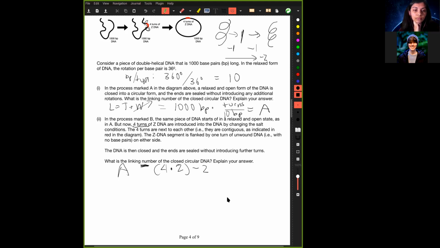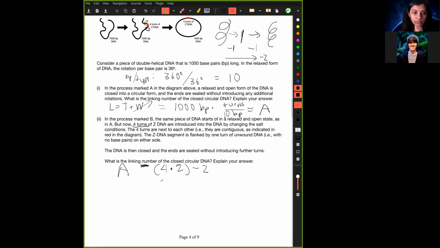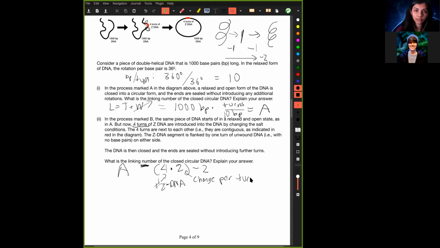And which formula did you say you were confused by? Oh, sorry, yeah. So this is the number of turns of ZDNA. And the 2 is the change per turn. So essentially, we're introducing 4 turns of ZDNA, and for each of those turns, we have to subtract 2 from the original twist. So that's where this 4 times 2 came from. Sorry if that was written unclearly.